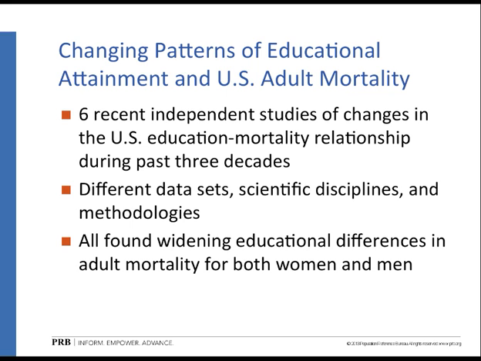Over the last 5 years, there have been 6 independent studies of changes in the educational mortality relationship in the United States that focus on data from the past 3 decades, basically since around 1980. These studies have used different data sets, they come from different scientific disciplines, and they have used different methodologies. Importantly, all have found widening educational differences in U.S. adult mortality for both women and men. Or in other words, there is now a larger mortality gap between adults with low education and those with high education than existed just 2 to 3 decades ago.